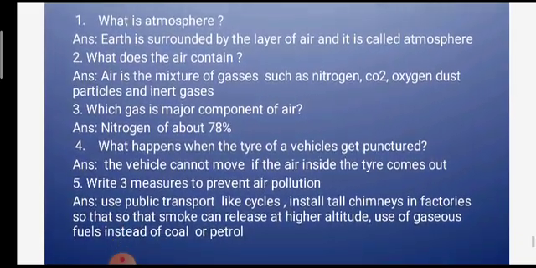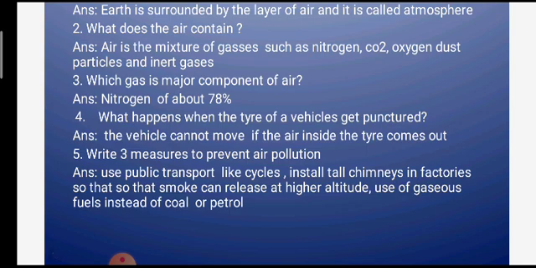Write three measures to prevent air pollution. Use public transport like cycles. Install tall chimneys in the factories so that smoke can release at a higher altitude. Use gaseous fuel instead of coal, petrol and diesel. These are the three measures to prevent air pollution.